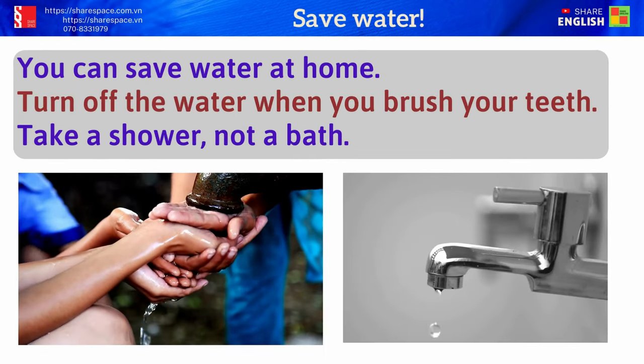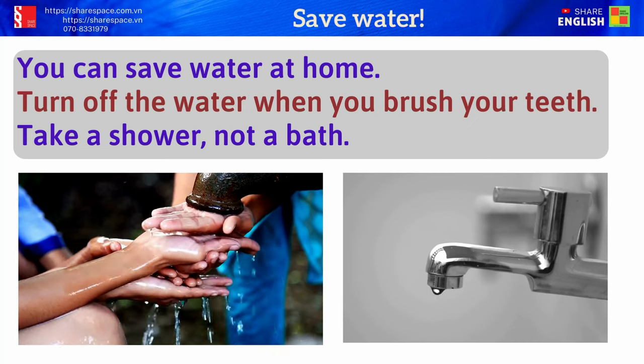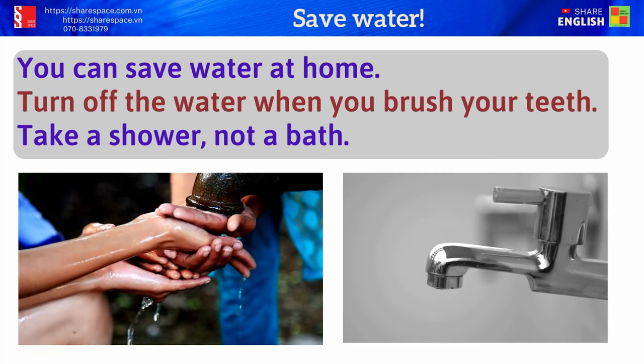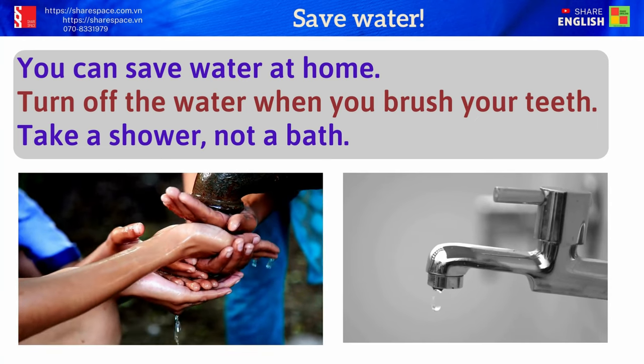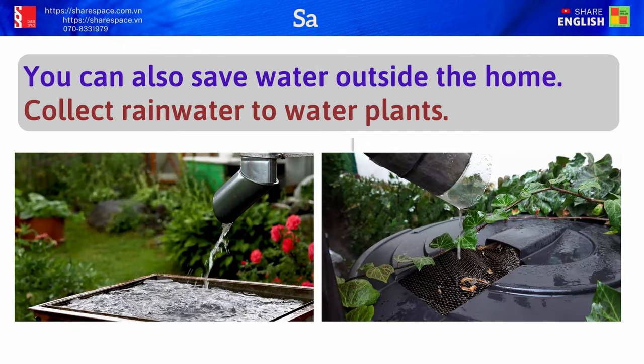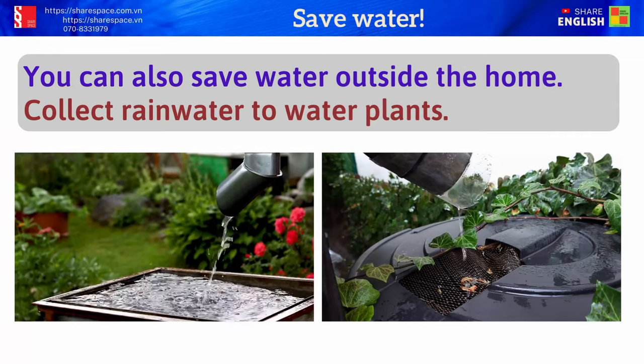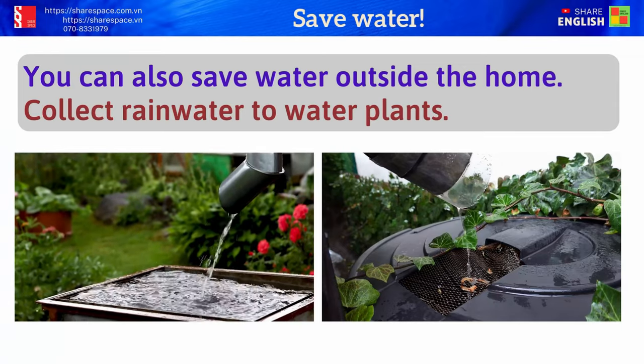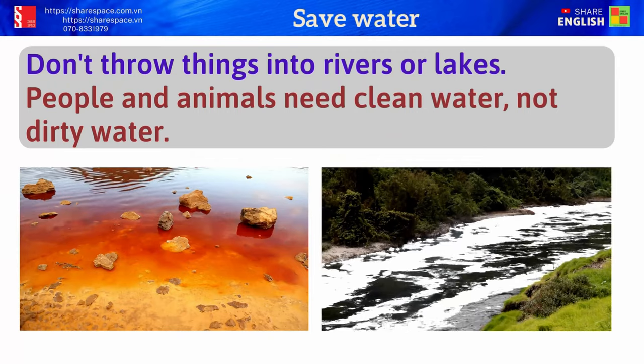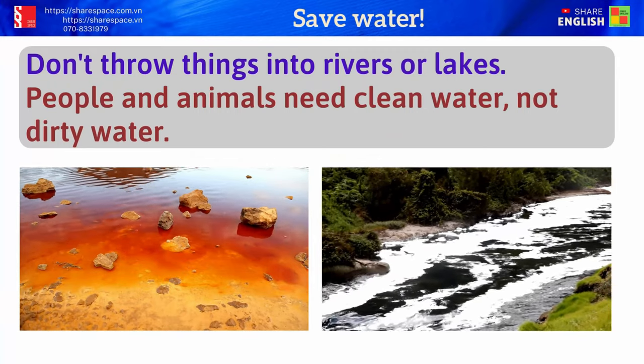You can save water at home. Turn off the water when you brush your teeth. Take a shower, not a bath. You can also save water outside the home. Collect rainwater to water plants. Don't throw things into rivers or lakes.